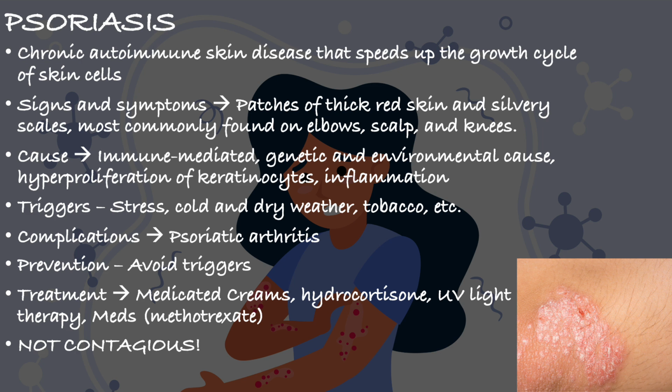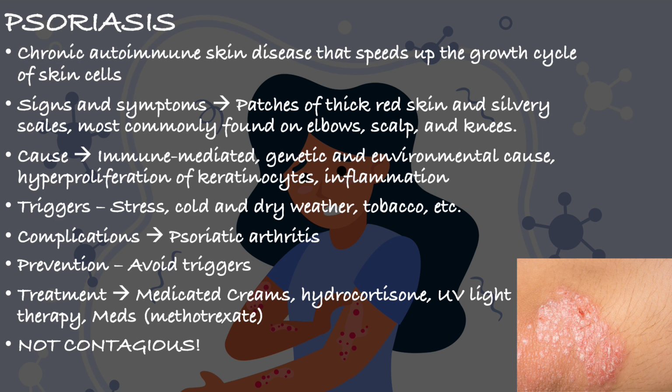Immune mediated, we don't know. Something's causing these cells to speed up their cycle. Genetic and environmental causes play a role, and the key thing here that's happening is hyperproliferation of keratinocytes. Again, if you haven't seen the integumentary system, go back and look at it, because I talked about keratinocytes, and inflammation is in here. We don't know what is causing this hyperproliferation of keratinocytes, which is one of the reasons why I might say unknown cause.